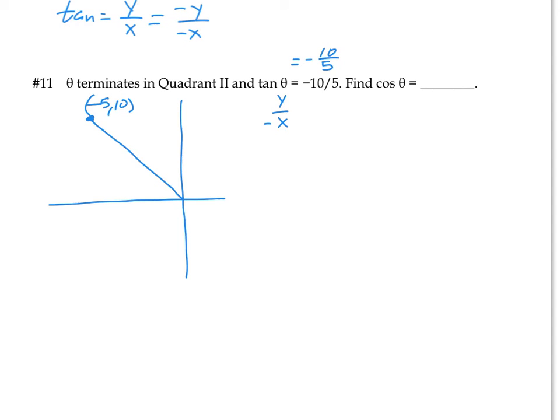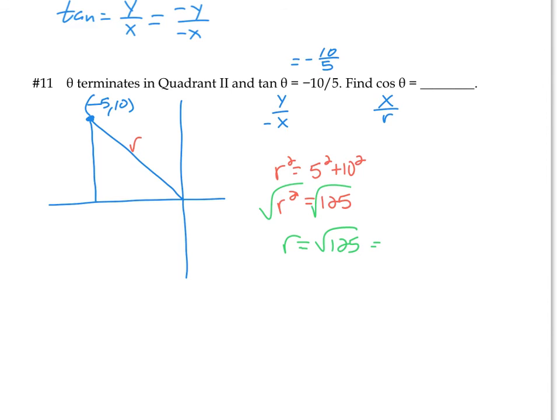Okay, we want the cosine ratio. So cosine is x over r. If I draw that in, my r value I could find: r squared equals 5 squared plus 10 squared. r squared equals 125. And when you square root both sides, r is going to be the square root of 125, which is 5 square root of 5. Simplify, right? This is 25 times 5. Square root of 25 is 5. So r is 5 root 5.